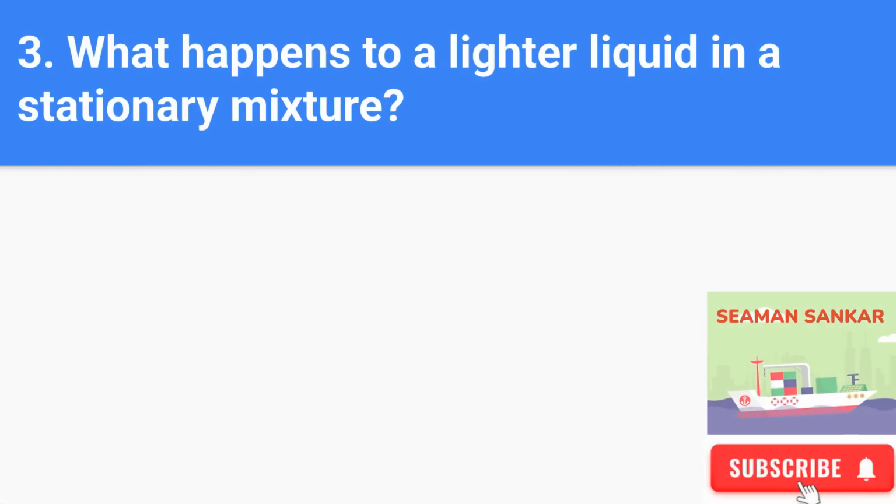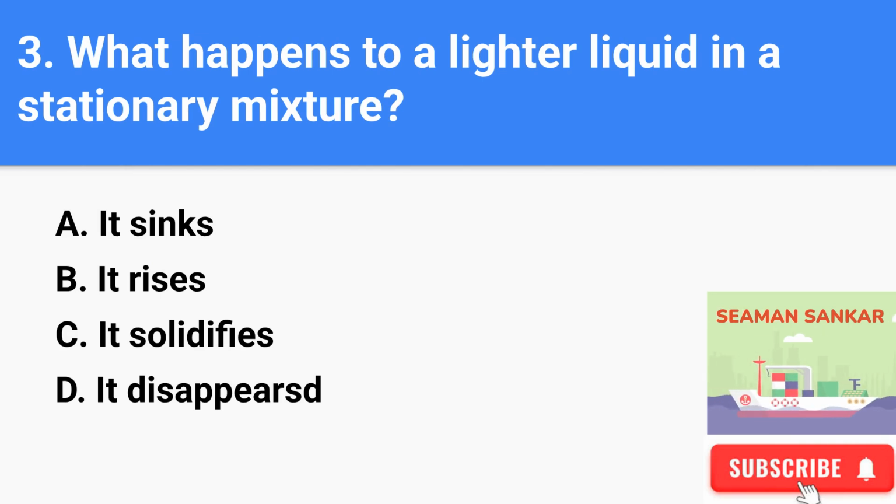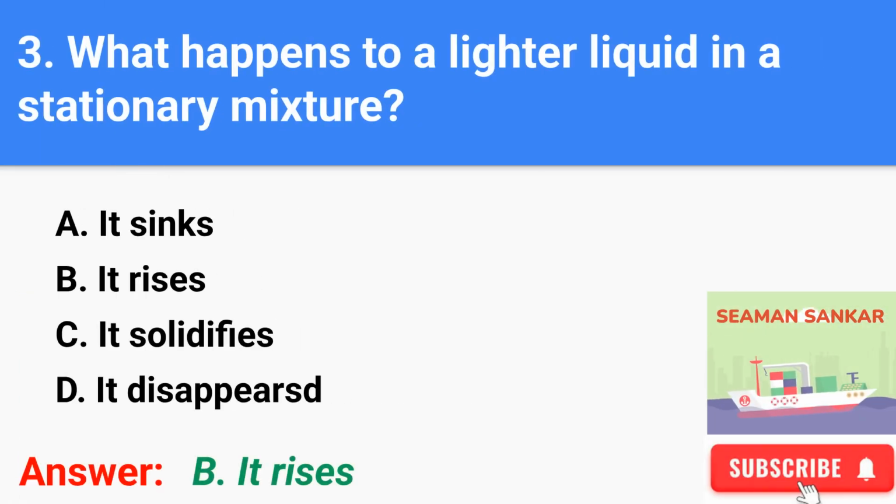Question 3. What happens to a lighter liquid in a stationary mixture? A. It sinks. B. It rises. C. It solidifies. Or D. It disappears. The correct answer is B. It rises. Lighter liquids float on top of heavier liquids in a stationary mixture.